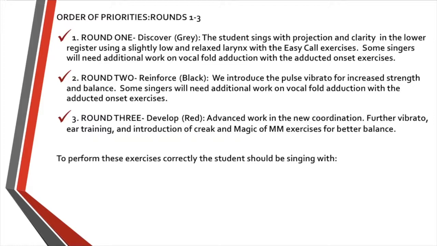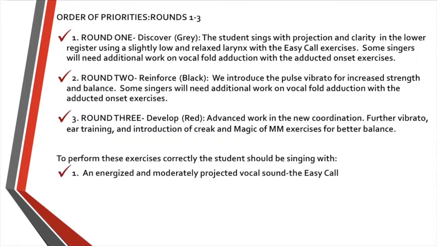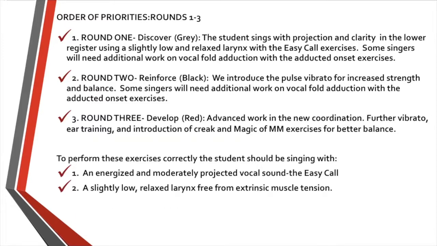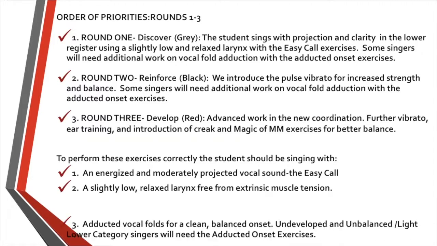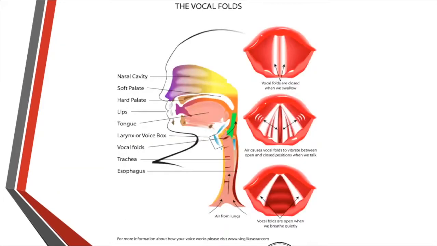To perform these exercises correctly, the student should be singing with an energized and moderately projected vocal sound. We call that the easy call. A slightly low, relaxed larynx, free from extrinsic muscle tension. Adducted vocal folds for a clean, balanced onset. Undeveloped and unbalanced light lower category singers will need the adducted onset exercises.